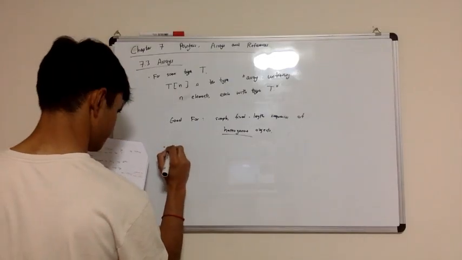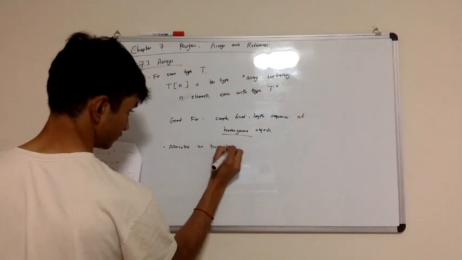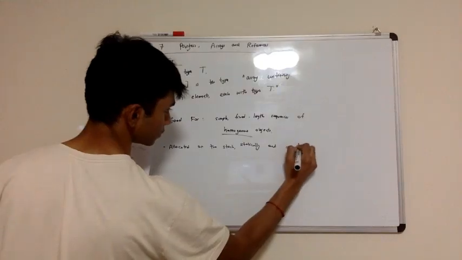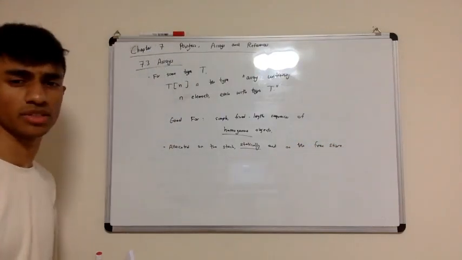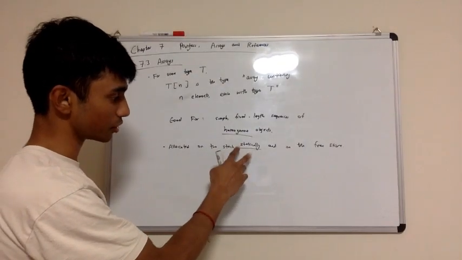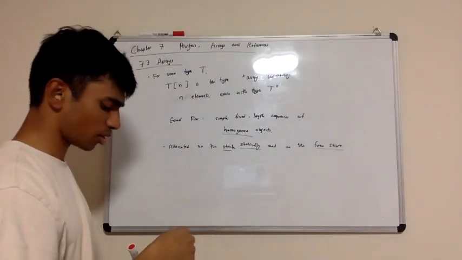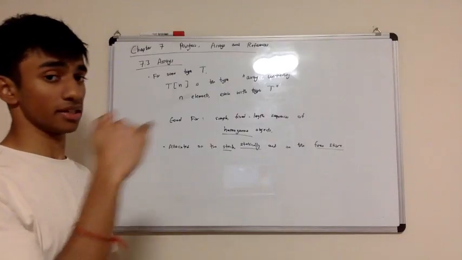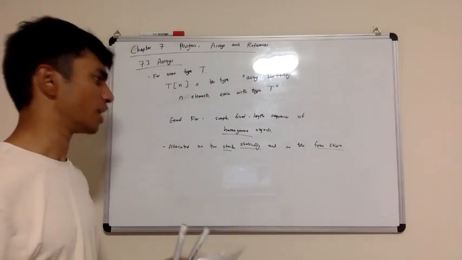Arrays can be allocated on the stack, statically, and on the free store. I believe we talked about static objects in chapter 6. Allocated on the stack or statically, those are two different things. Static objects, I believe we talked about in terms of lifetime: once they're produced, they exist and stay alive until the end of the program. And then stack versus free store.